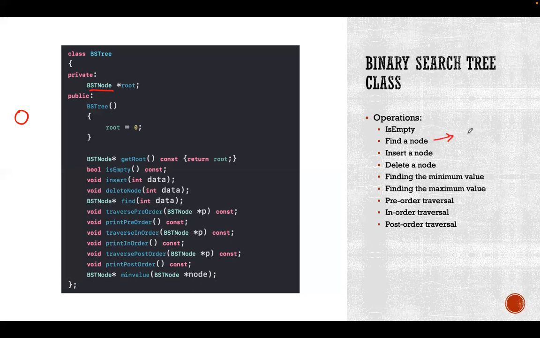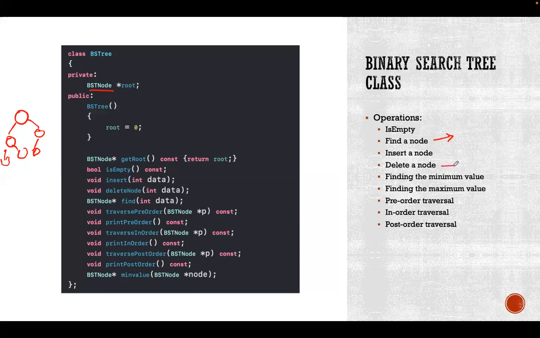Find a node means, given a value, we want to search for a node in the binary search tree. Then insertion of a node. So you have an existing binary search tree like that, and now we want to insert a node. When we insert a node, it shouldn't violate the binary search tree properties. After the insertion, the tree should still follow all the properties of the binary search tree.